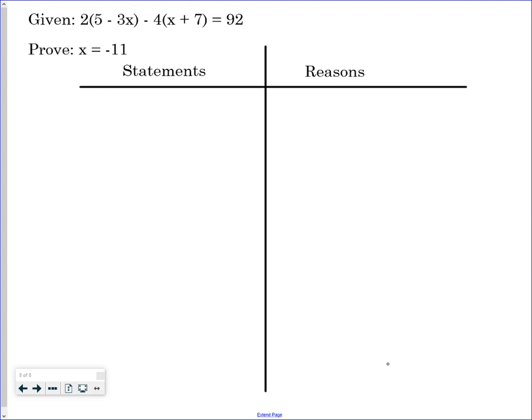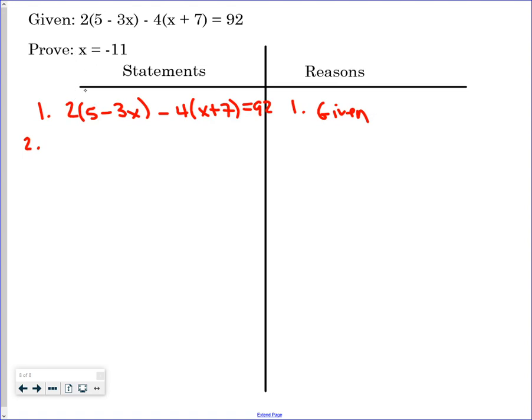All right, so step 1 is always the given. So 2 parentheses 5 minus 3x minus 4 parentheses x plus 7 equals 92. What's it called? Given. Good job. Everybody should get that one right? What am I going to do on step 2 here? I'm going to distribute. So what's the reason going to be? You just said distribute, so we'll do our distributive property.